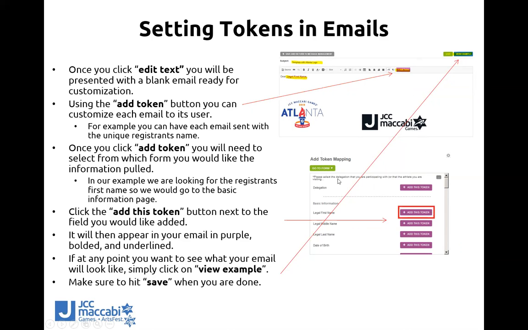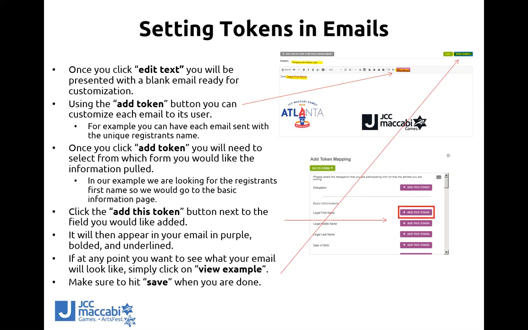Again, in order to add a token, you'll click the Add Token button. At that point, a drop-down will appear, which shows you a variety similar to filtering earlier. You can hit Go to Form. You'll be able to select any form that a user has completed as it correlates to their level of participation. You'll then be able to click to add this token, and that will appear in the body of the email. Again, in this example, we're using that legal first name.